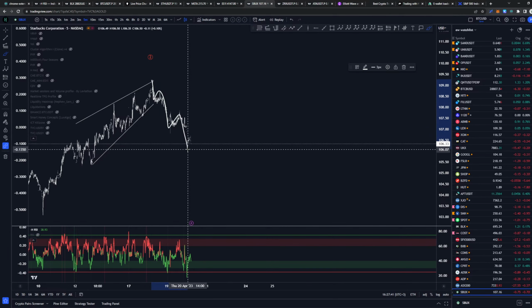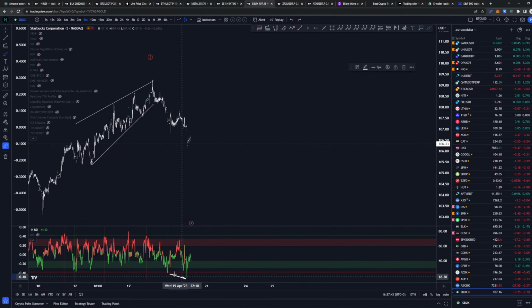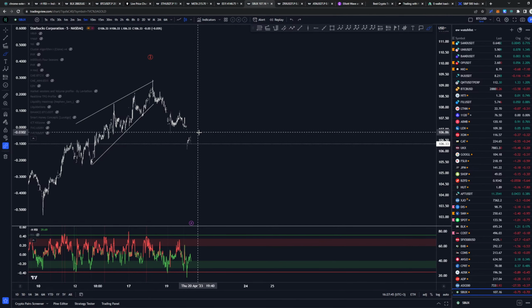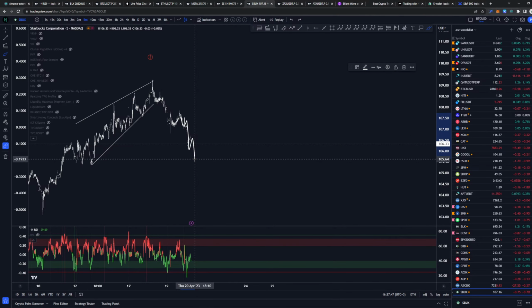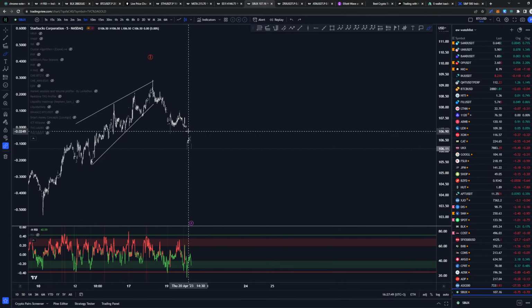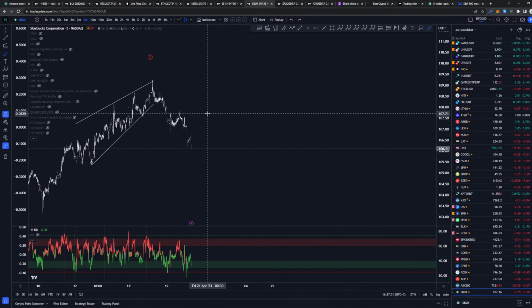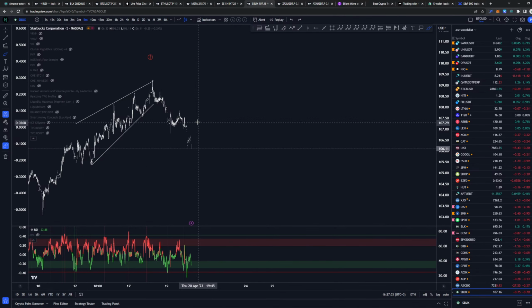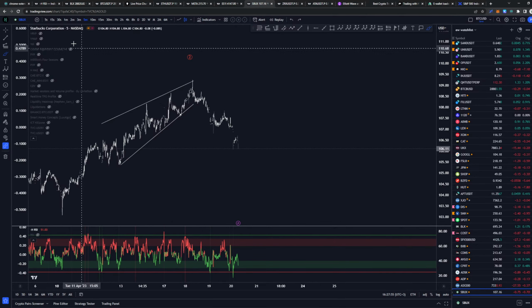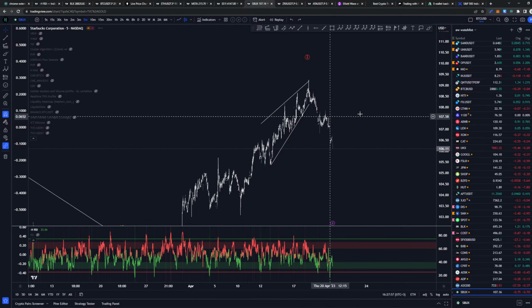1, 2, 3, 4, 5. No divergence here though. Might get an extension here of it, if this even is a five wave. It's very ugly looking here on the small time frame.